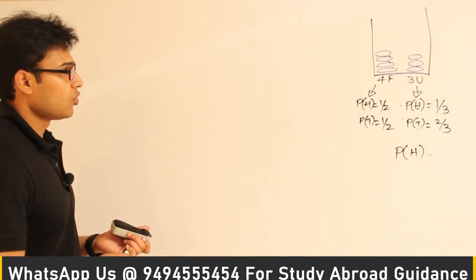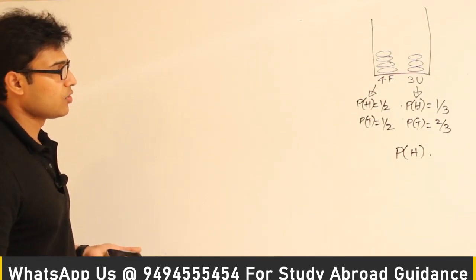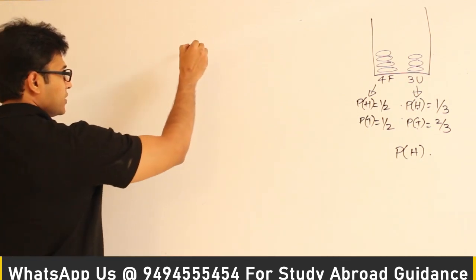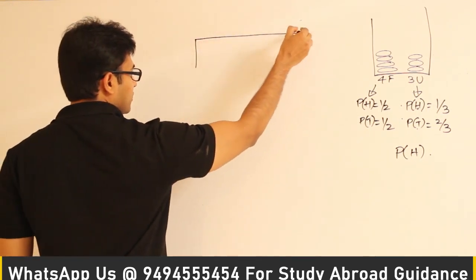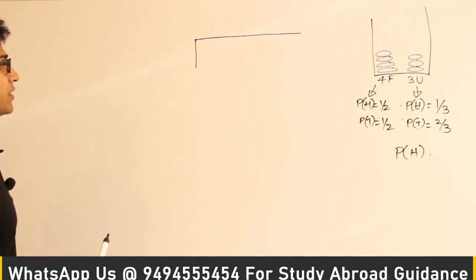Now let's talk about two coins. Now when I am talking about two coins, the sample space is actually going to change. In the earlier case, the sample space was different. Now the sample space is different.